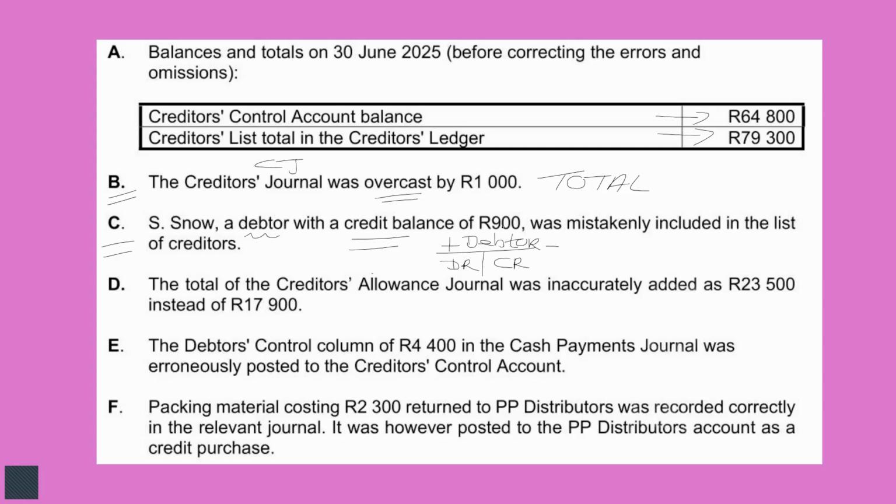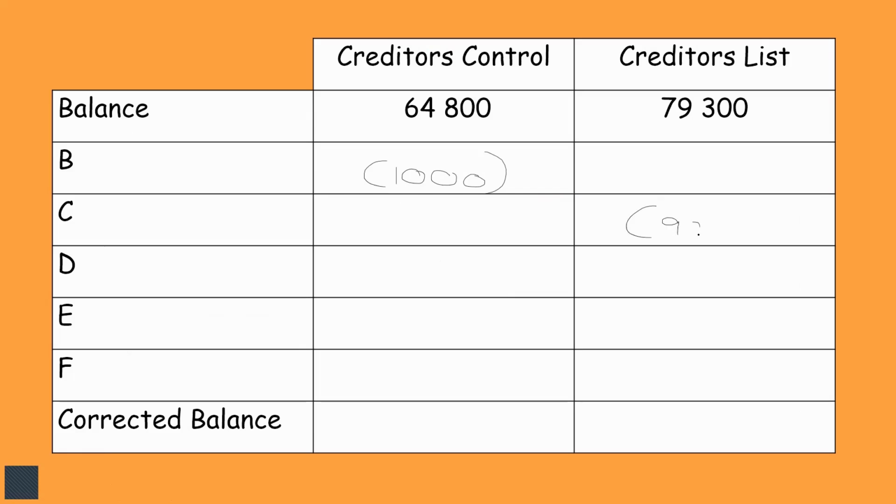So a credit balance simply means we owe the debtor 900 rand. Maybe they returned goods, so we had to give them a credit. Maybe they overpaid us. Maybe we gave them a discount that they hadn't factored in when they paid us. So for whatever reason, we owe them 900 rand. But this exam question is interesting because they don't want it in the creditors list, because it says it was mistakenly included in the list of creditors. So they're not a real creditor in terms of what we understand it, a supplier. This is just a debtor who we owe money to. But for whatever reason, they don't want it in the creditors list. So we're going to take it out. So we will minus 900 rand from our creditors list.